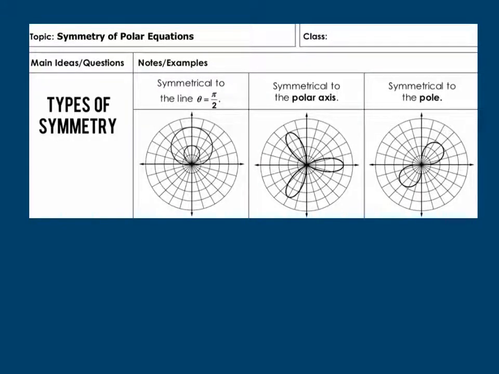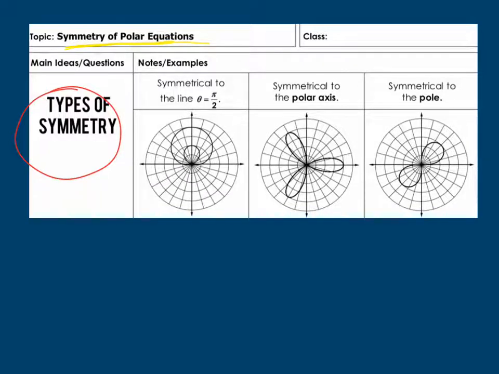Okay, class, today we're going to start talking about symmetry, and I've alluded to it in other videos so far in this section, I guess in the first video. So we're going to really talk about it today, and that's what the lesson's on, the symmetry of polar equations.